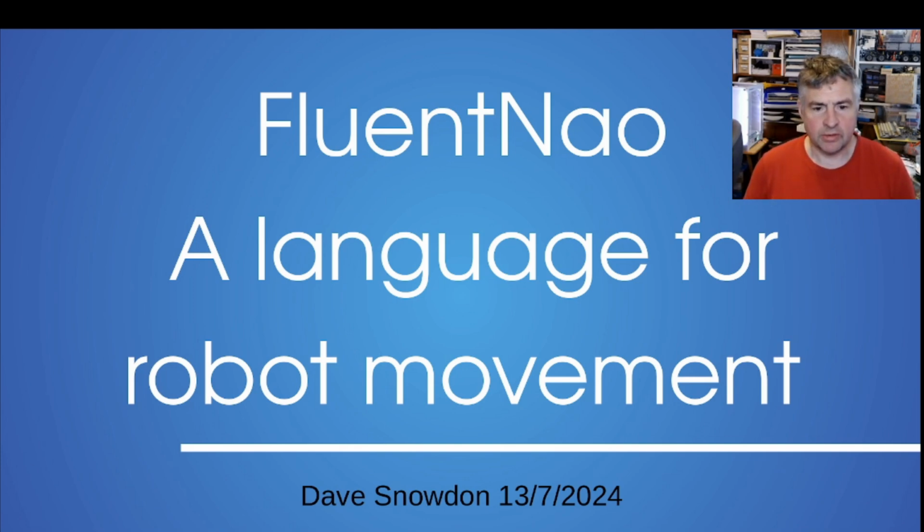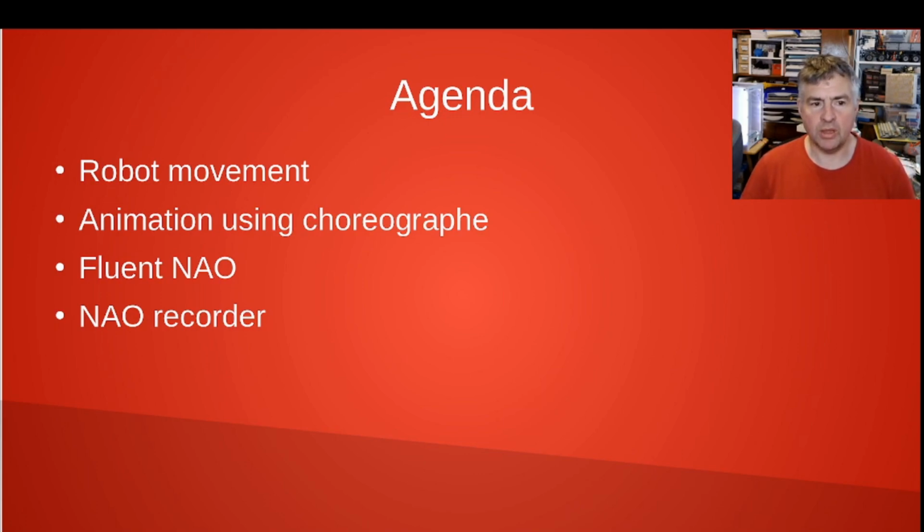So what are you going to cover today then? We're going to talk about robot movement, so how you would normally make a robot move. This could apply to anything, but I'm going to focus mostly on NAO. We can talk a bit about how you would do animation, so more complex movements using Choreograph, which is the NAO graphical programming environment. Then we're going to talk about FluentNAO, which is an alternative way for making NAO move, and why you might want to consider using that as well as or instead of Choreograph. And finally, we're going to talk about NAO Recorder, which is a sort of companion to FluentNAO for helping you build longer sequences of movement.